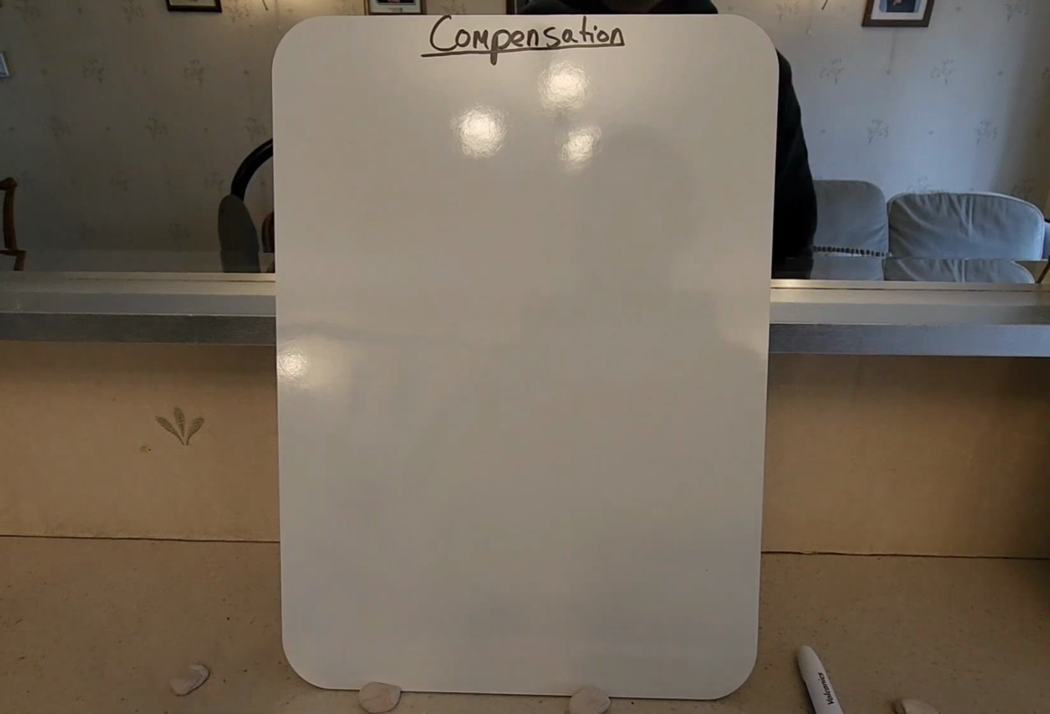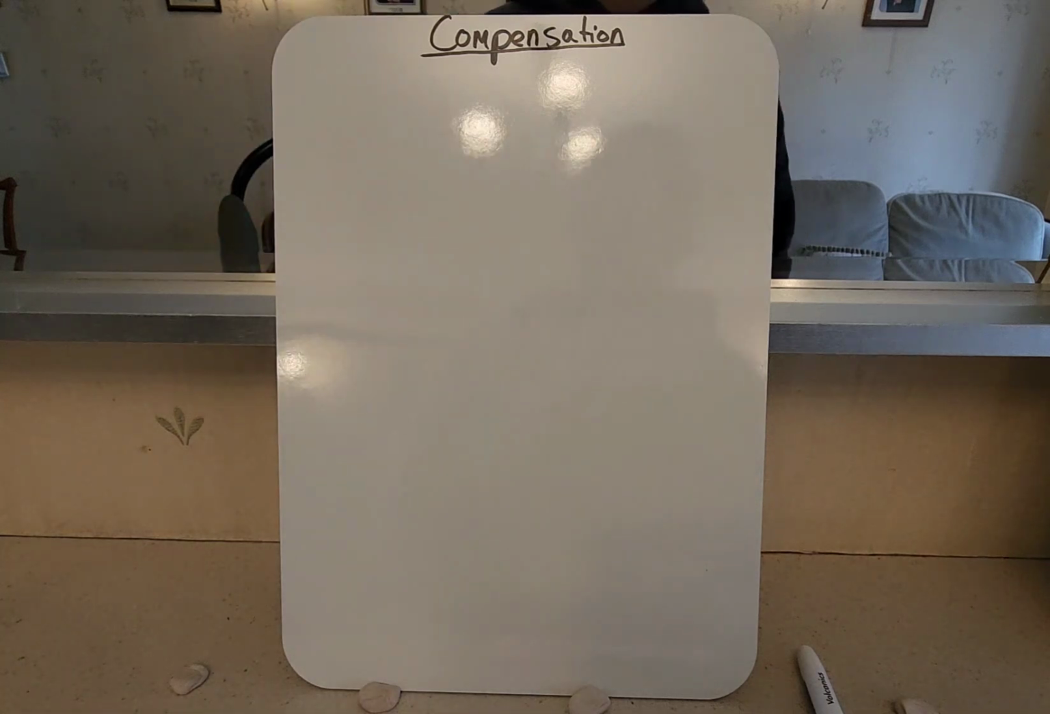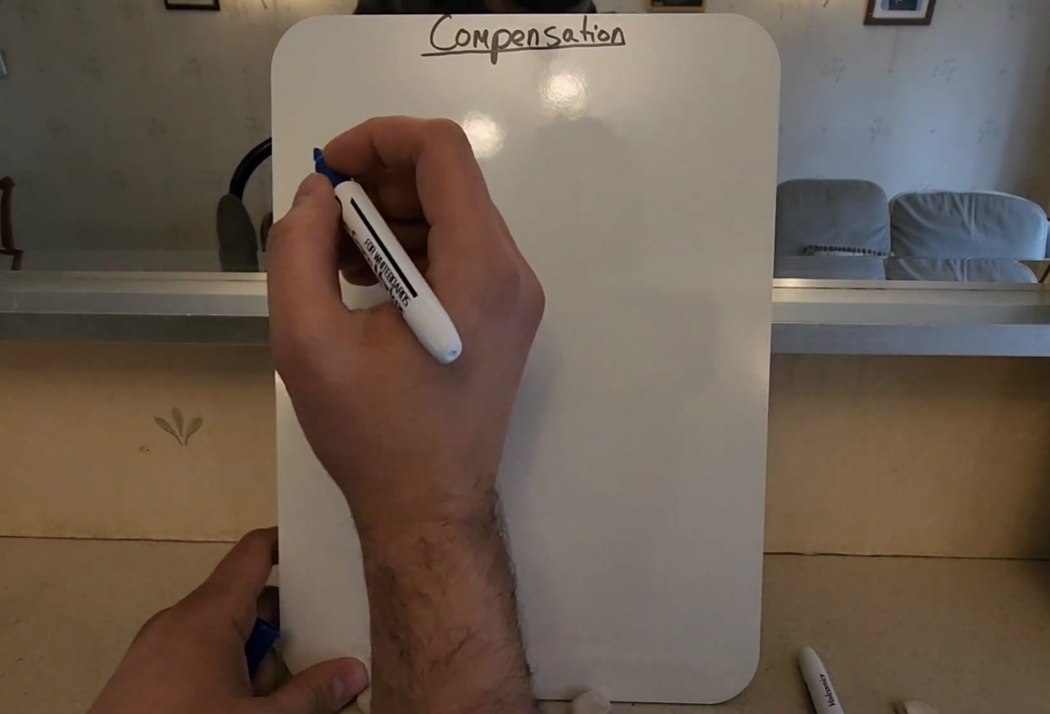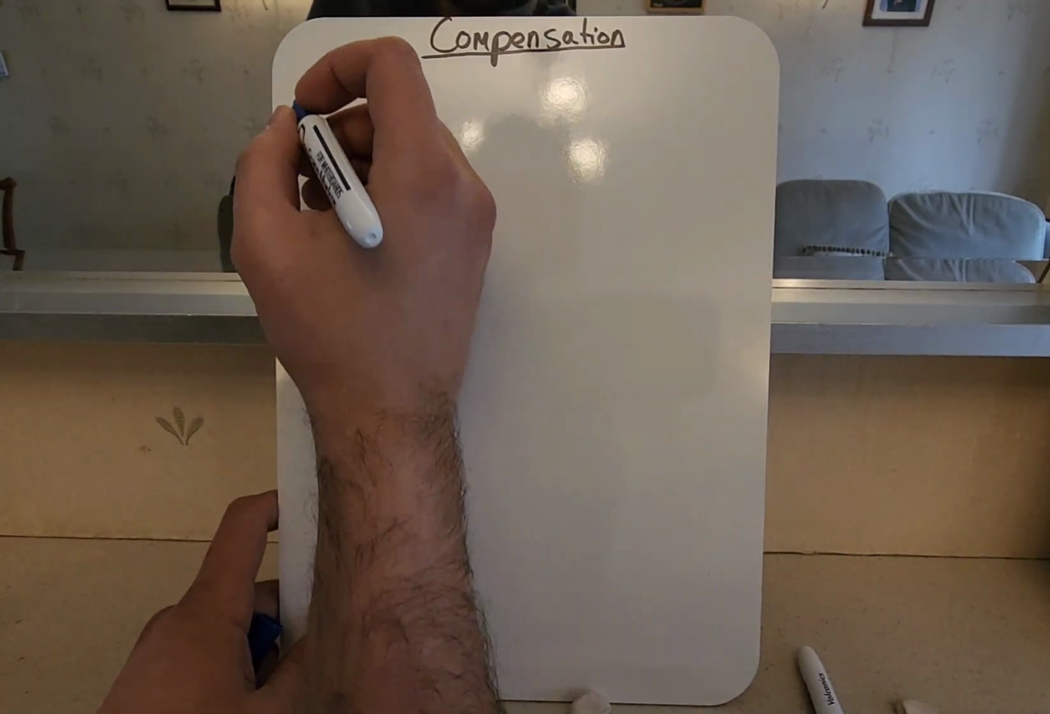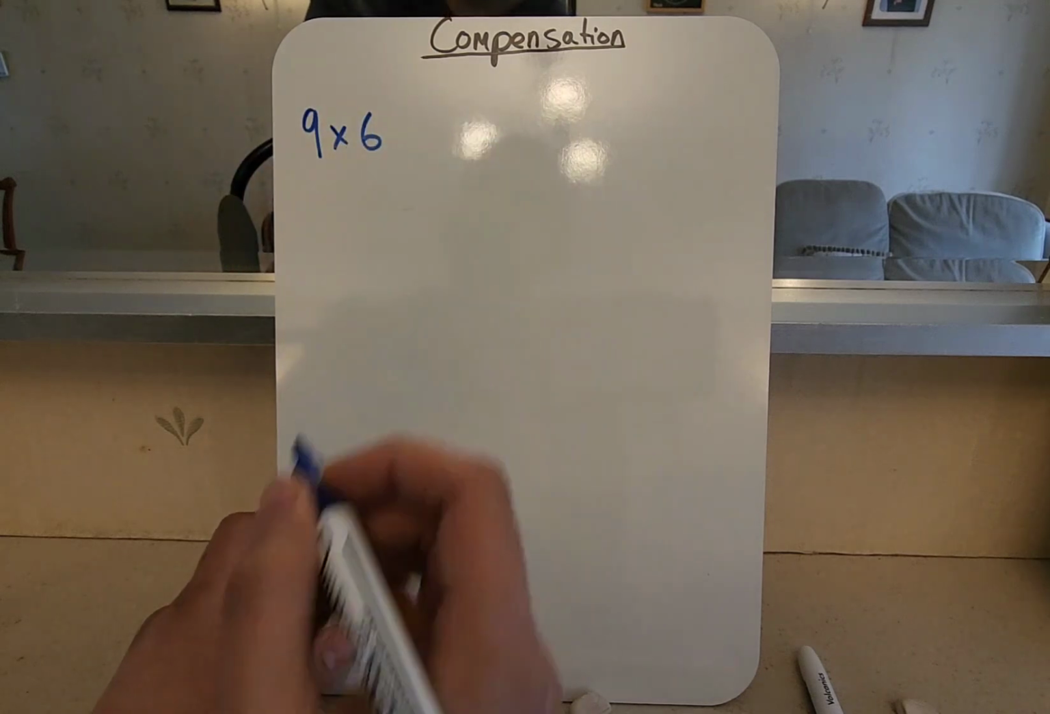Let's have a look at the compensation method now. This is a really useful technique for any calculations when you're multiplying a number that ends in 7, 8 or 9. But to kick us off, we're first going to have a look at just 2 single digits. Let's do 9 times 6.